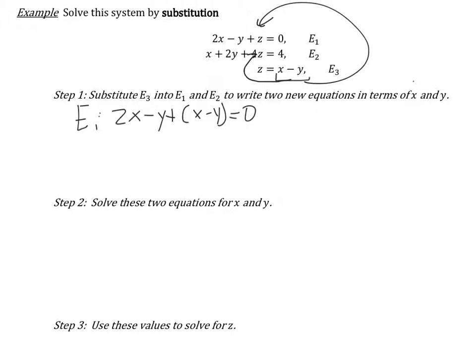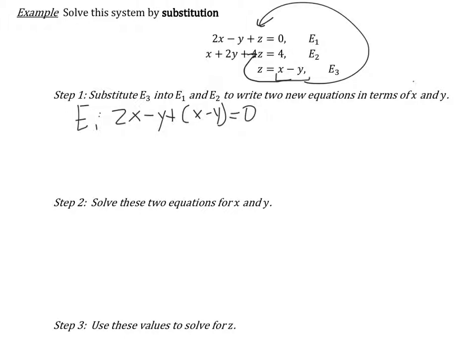Plugging into the first one here, we get 2x minus y plus, we're going to put this x minus y in place of z, and we get that. Good idea to get in the habit of writing those in parentheses, because some weird stuff will happen there. And we're going to keep track of what equation that comes from.